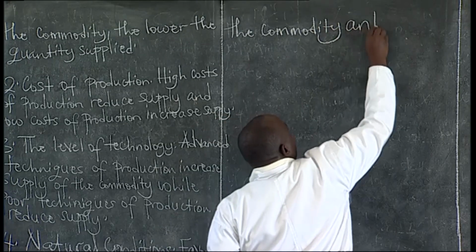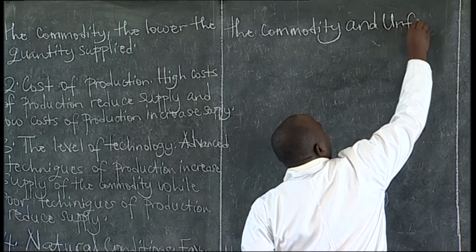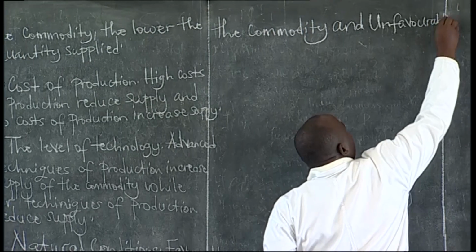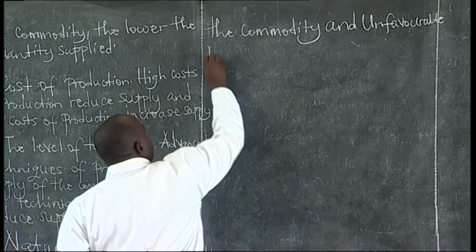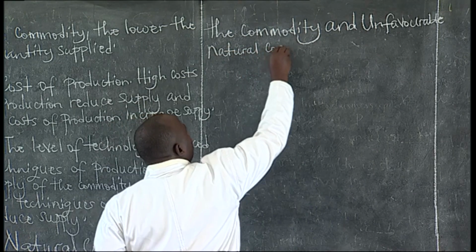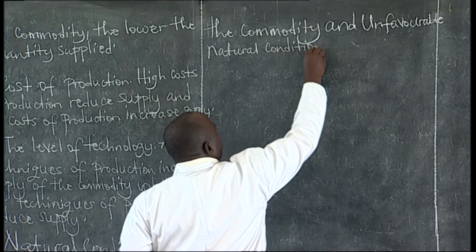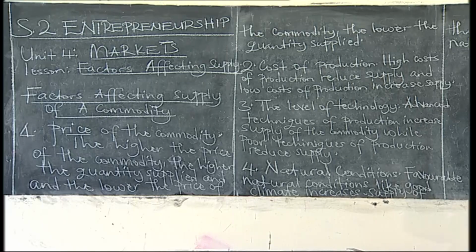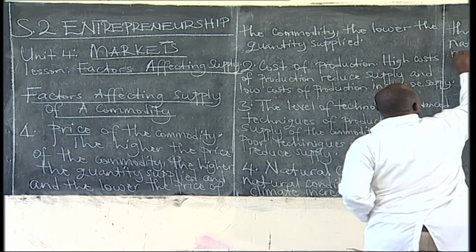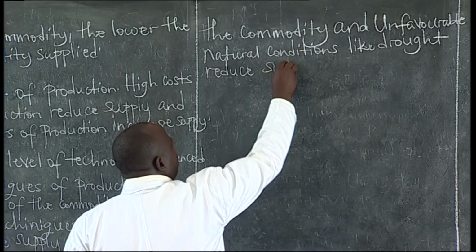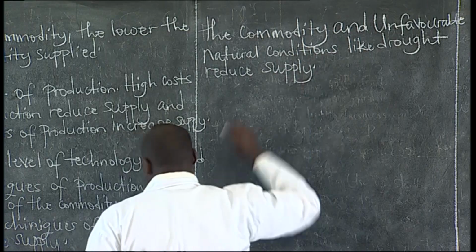And unfavorable natural conditions, like drought, reduce supply.